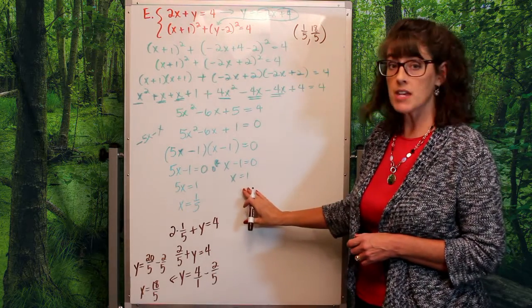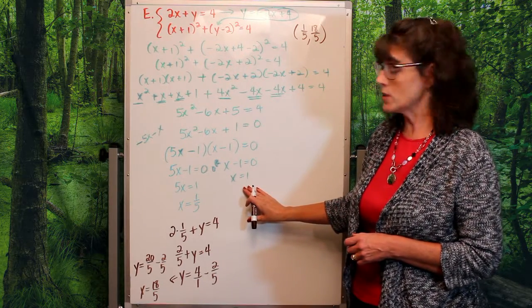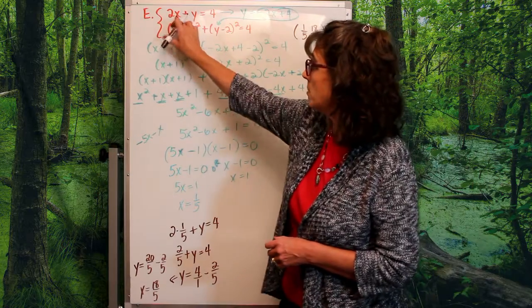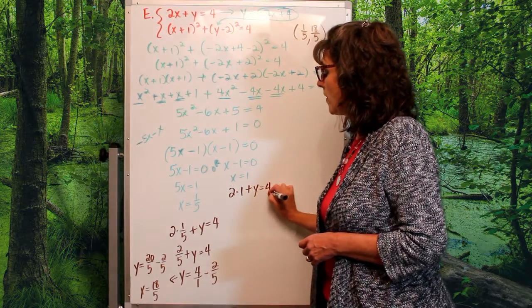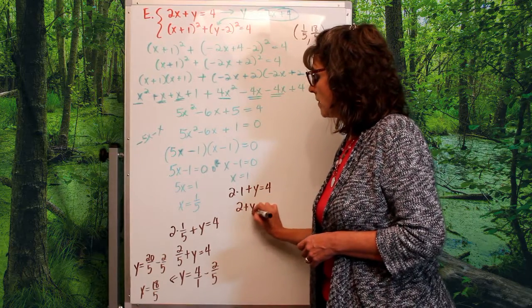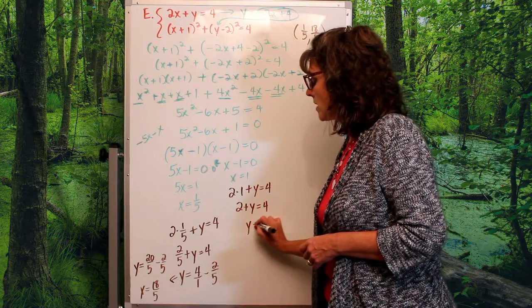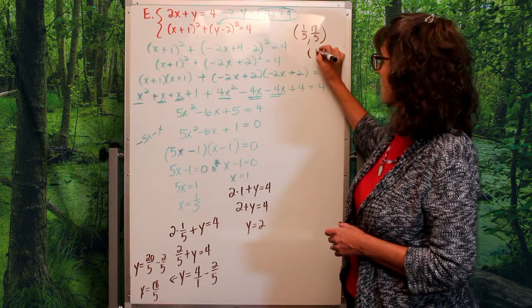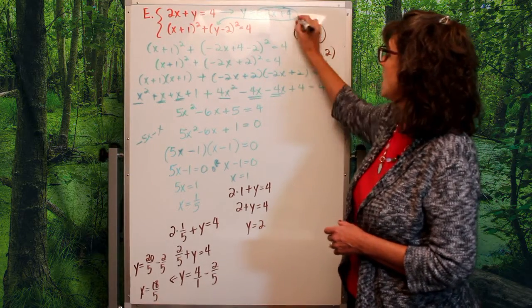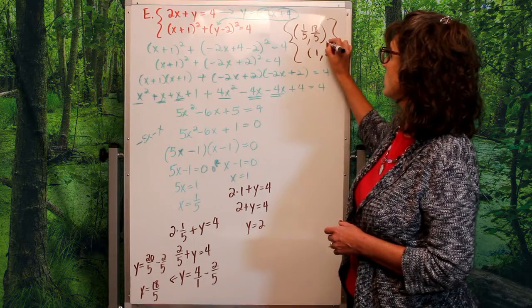Now I'm going to check out this x equals 1 and figure out what the y-coordinate is for that. So I'm going to take the 1 and put it right up in here. So it'll be 2 times 1 plus y equals 4. 2 times 1 is 2. And when I subtract 2 from both sides, I get y equals 2. So my second solution then is going to be x is 1, y is 2. Here are my solutions to the system.